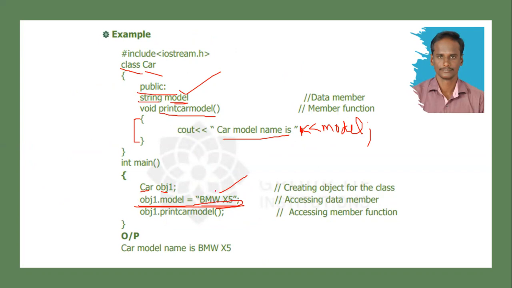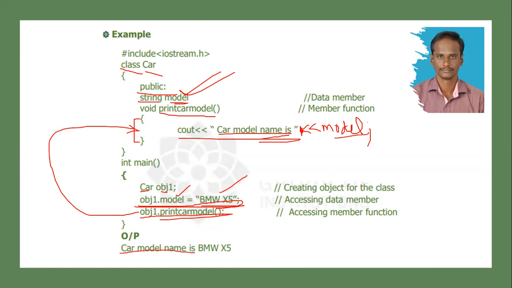So what happened? The value BMW X5 is assigned to the model data member which we have declared inside the class. And next, obj1.printCarModel. Then automatically control goes here. This member function has only one statement: first it prints "Car model name is". And next, what do we have? Model. What's the value of model here? We have not mentioned it here, so it comes from here. What value of model? We have assigned BMW X5. So it prints BMW X5.